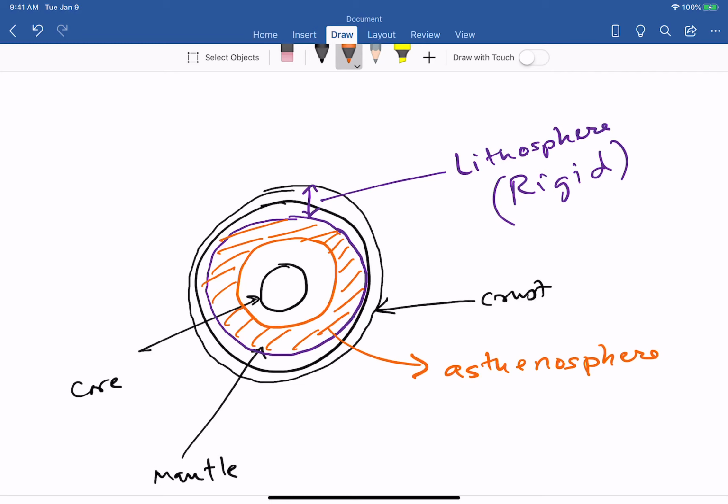So this consists of rocks which are soft and malleable, just like putty, and that is because of the temperature and pressure at which these rocks are. They happen to be a little bit soft and malleable and not completely rigid. So that is the asthenosphere, this region of semi-solid rock which is directly underneath the lithosphere. Okay.